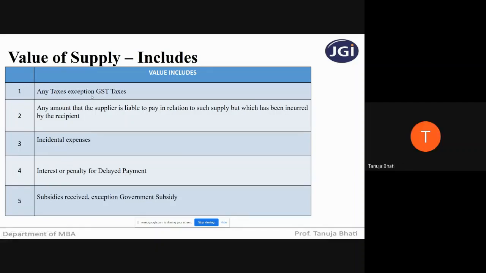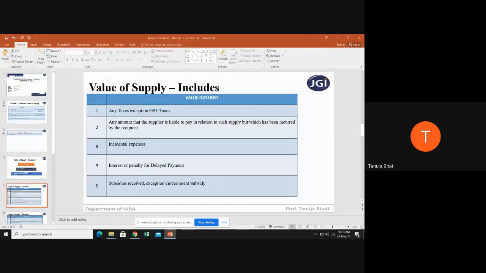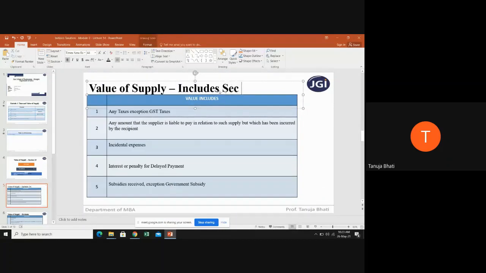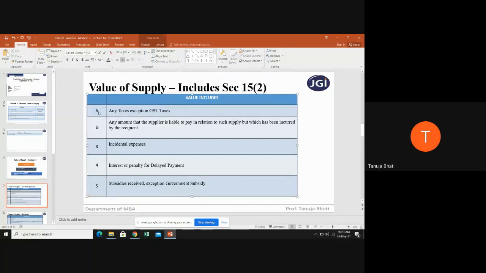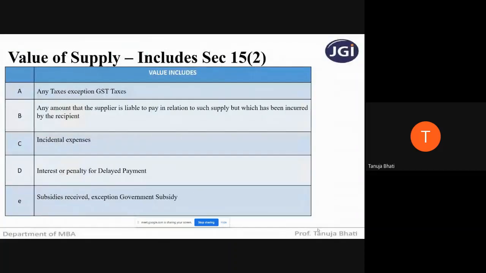Yes, ma'am. Because remember students, section 15 subsection 2 and 3 is helpful for us in solving the problems. That is why I'm repeating and asking whether you all have understood this particular clause A. This is covered under section 15 subsection 2. This is clause A, this is B, C, D and E. Is this clear, students?